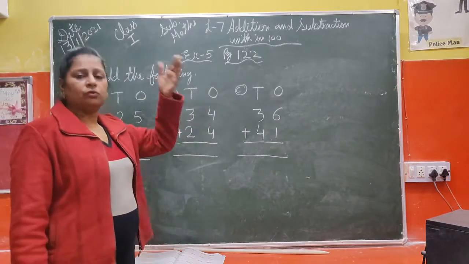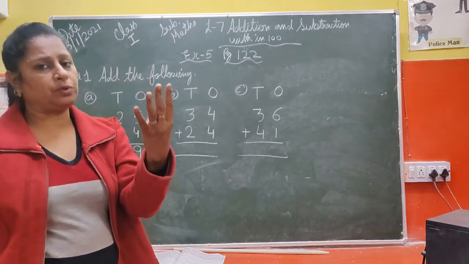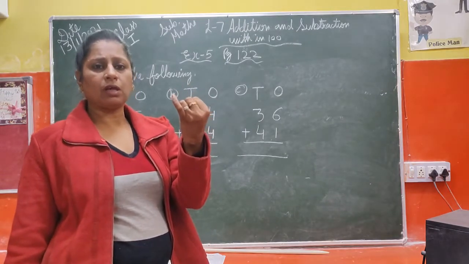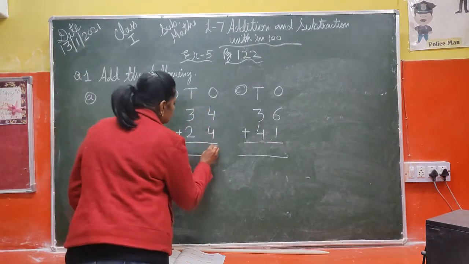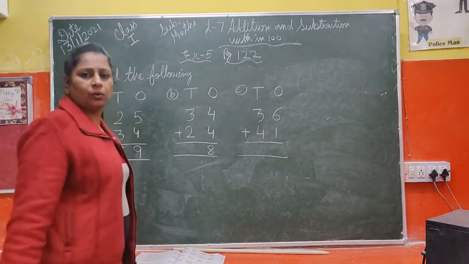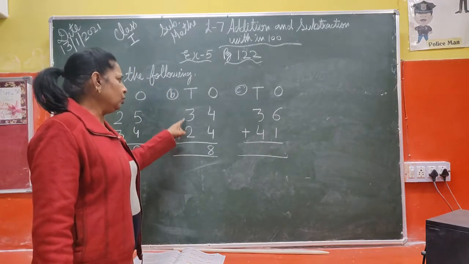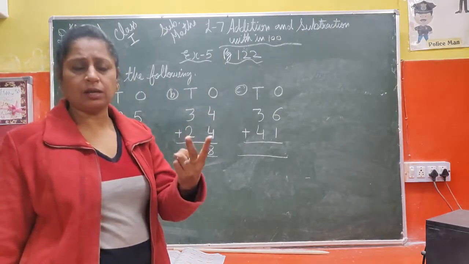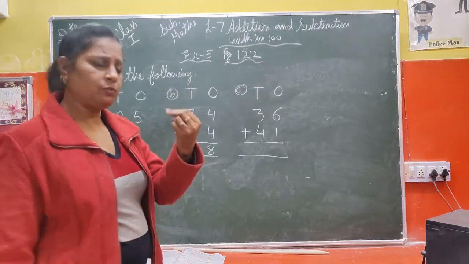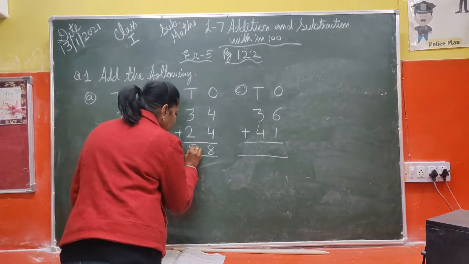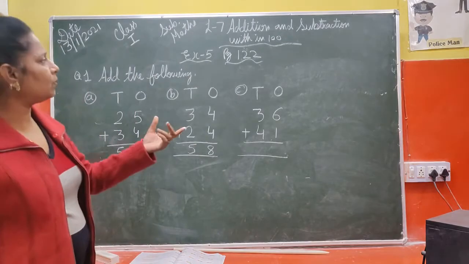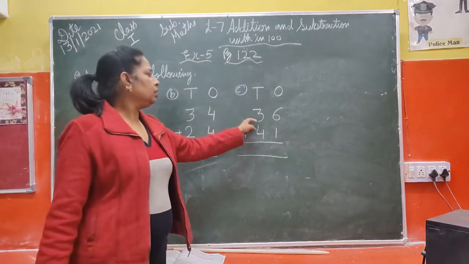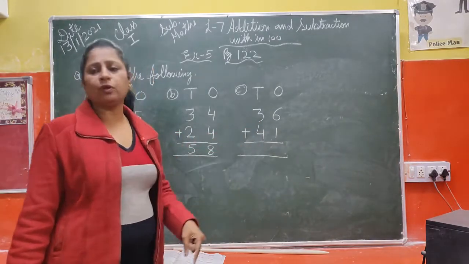So 4 in my mind and 4 in my finger. After 4, 5, 6, 7, 8. So answer here is 8. Okay. 3 and 2. So 3 in my mind and 2 in my finger. After 3, 4, 5. आपको एडिशन आते हैं पहले से ही. इसमें बस डिजिट क्या हो गई है? बिग हो गई है. 34 and 24 within 100 नंबर. 36, 41.